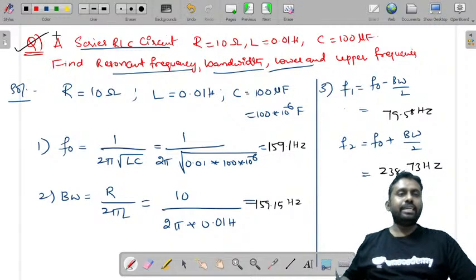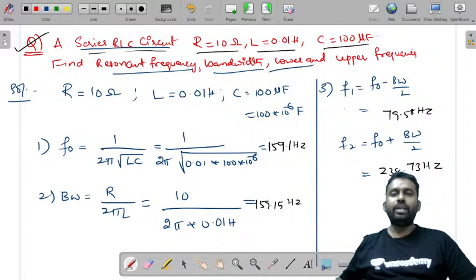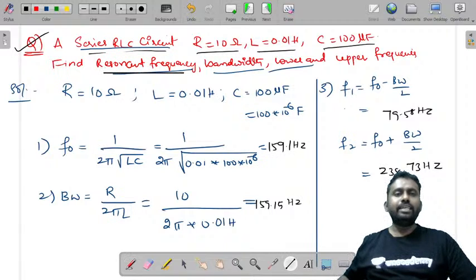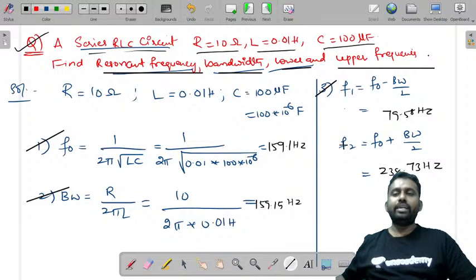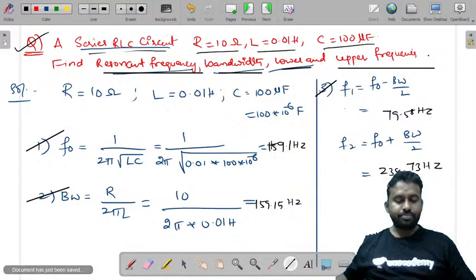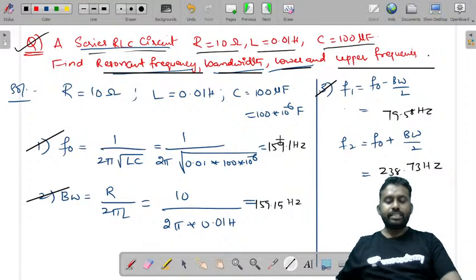Once again, I'm reading the question. The question given is a series RLC circuit with R, L and C values given, and we are asked to find the resonant frequency, bandwidth, and lower and upper cutoff frequencies. So we have taken F naught equal to 1 by 2 pi root LC, bandwidth R by 2 pi L, and the lower and higher cutoff frequency expressions, and found these values. Hope this is clear for you all. This is one problem on series resonance.